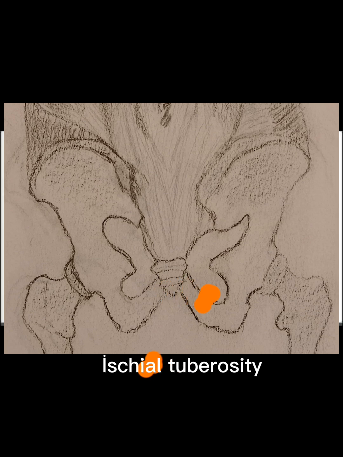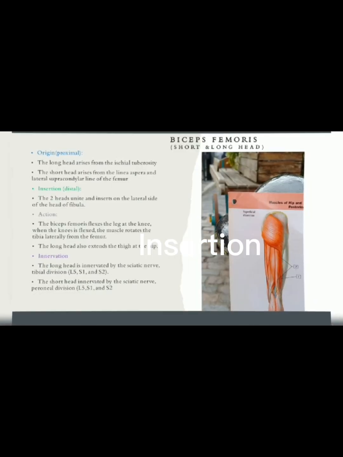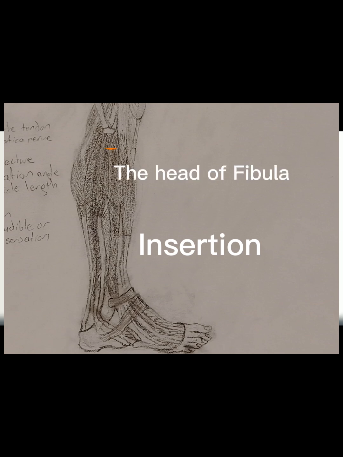Biceps femoris has two heads, short and long head. Origin: the long head arises from the ischial tuberosity. The short head arises from the linea aspera and lateral supracondylar line of the femur. Insertion: the two heads unite and insert on the lateral side of the head of the fibula.